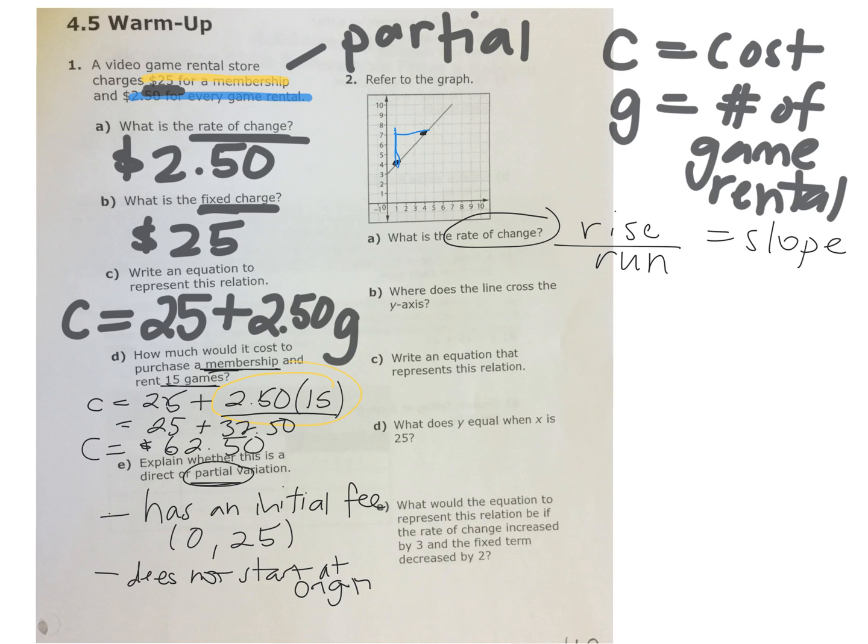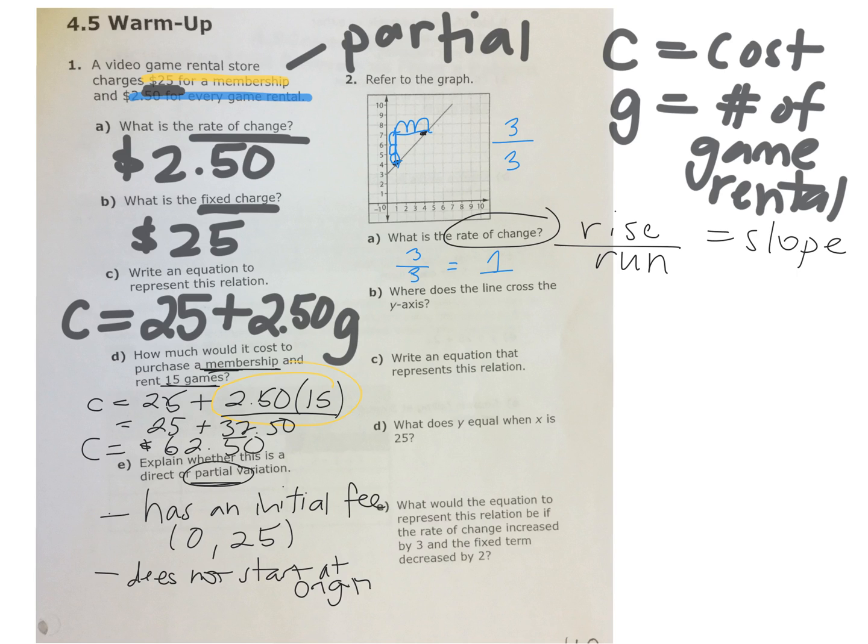So is my scale counting by ones? Is the scale increasing by 1? Okay, so I can count by ones. 1, 2, 3. The rise is 3 over, what's the run? Okay, the rate of change is 3 over 3. What is that equal to? What's 3 divided by 3? 1. Good. So the rate of change is 1.